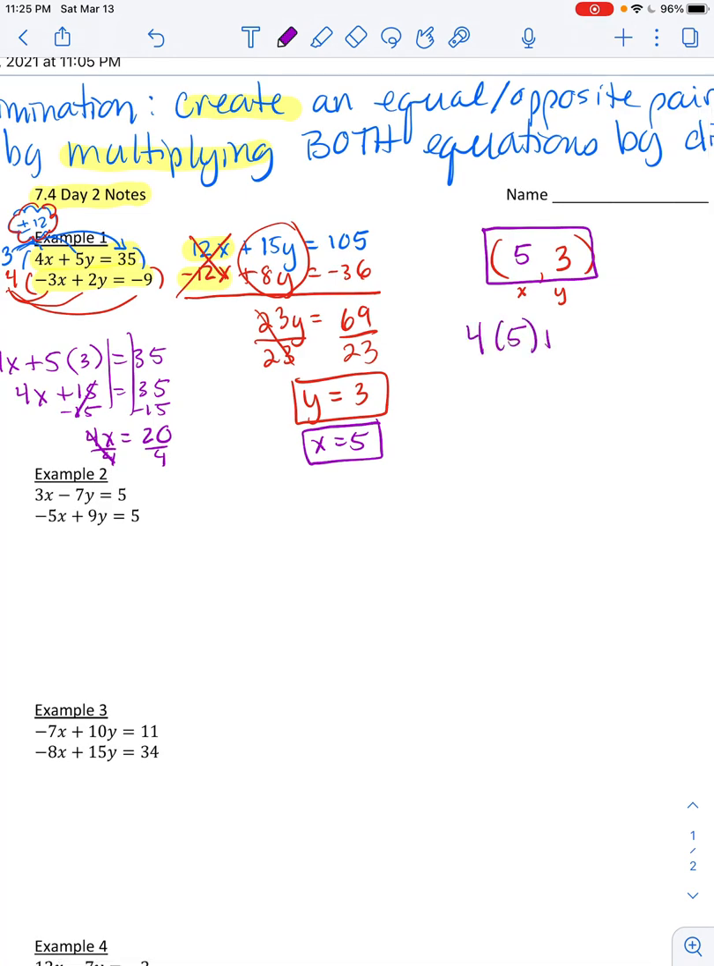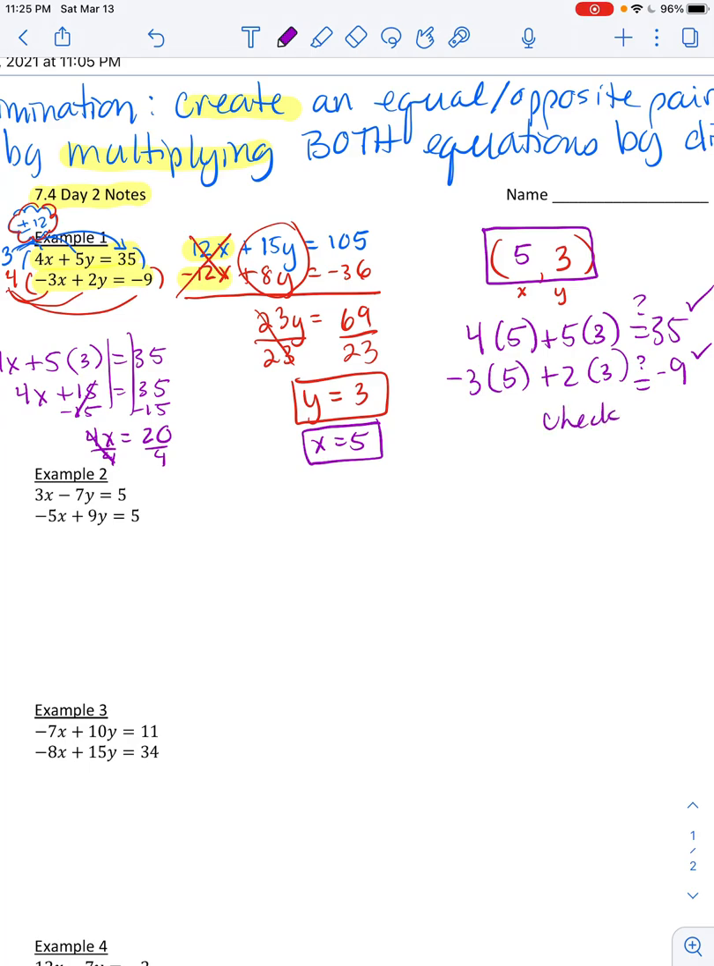4 times 5 plus 5 times my y value of 3. Does it equal 35? Plug it into my calculator. Yes. Bottom row, -3 times my x plus 2 times my y. Does that equal -9? And the answer to that is yes.